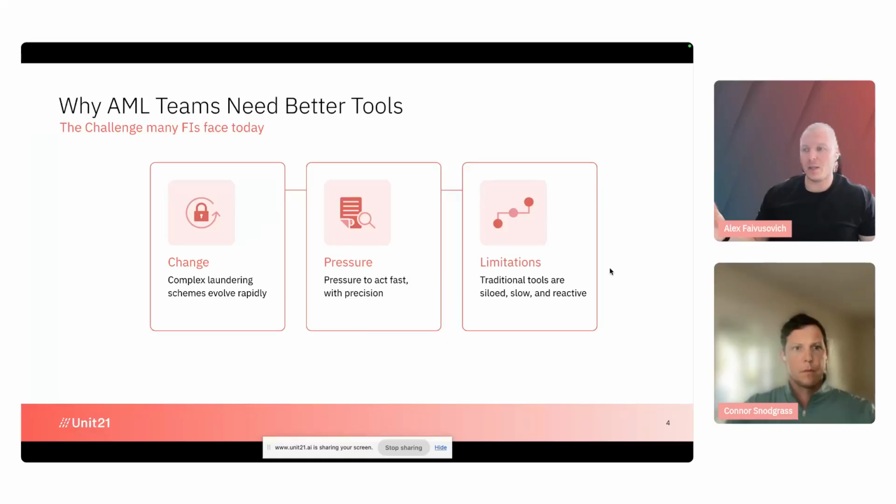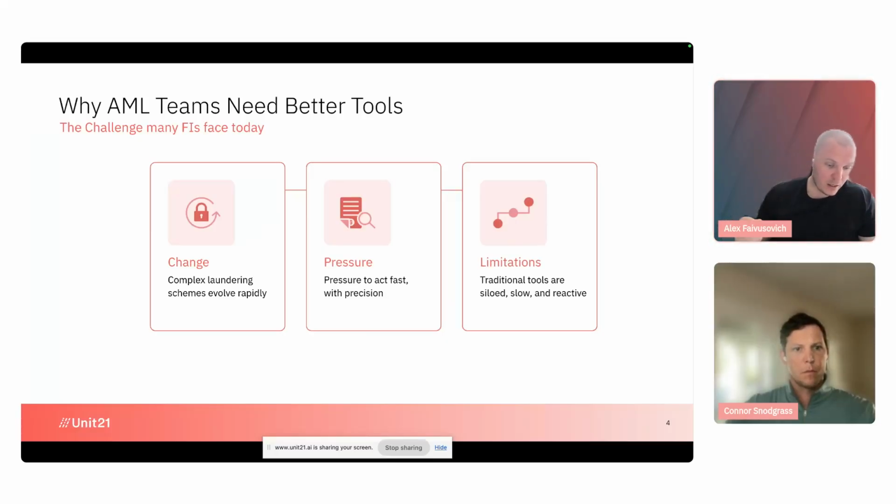Okay, so let's start with why AML teams need better tools. We built this slide based on several dozens of banks, credit unions, and fintech companies who work with us, and they use Unit21 for their AML needs. And we see that basically there are three major points in needing the most advanced tools in the market for AML teams. The first one is what we call change.